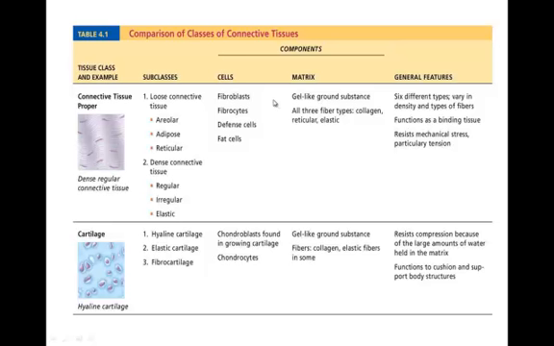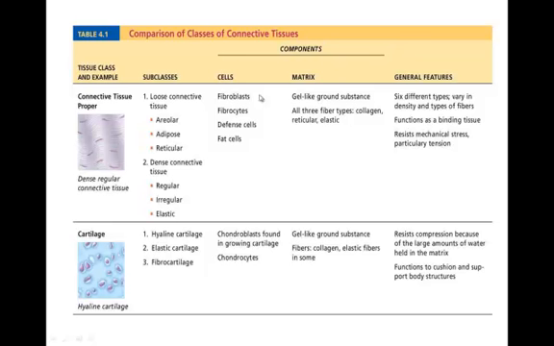And our main cell types for each: fibroblasts are going to be the main cell types for all of these guys, because they make all the fibers. But the main cell type actually in adipose tissue will be adipocytes. There'll be more defense cells in reticular tissue, so that'd be good to put there.